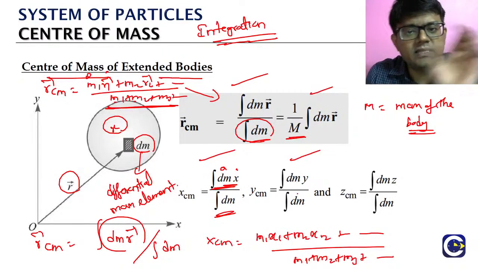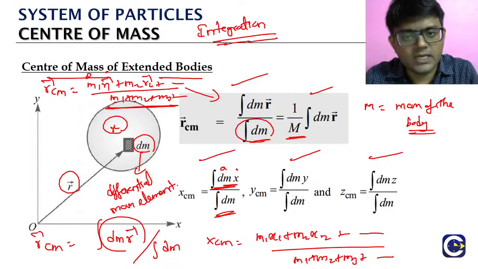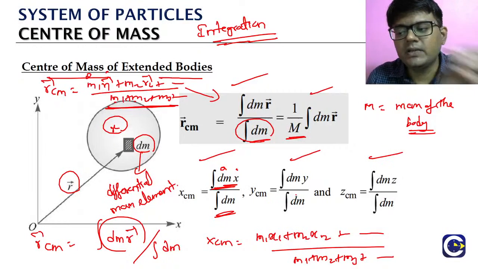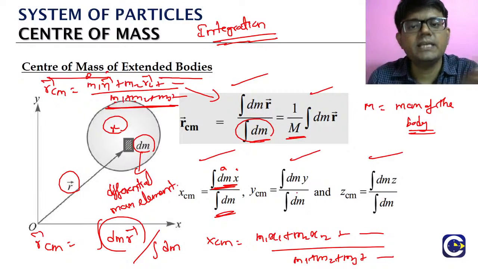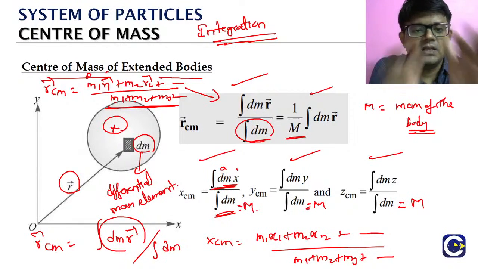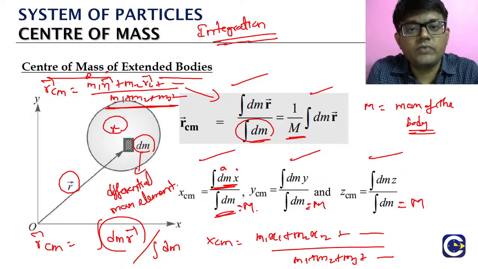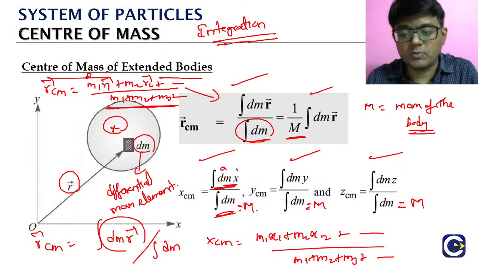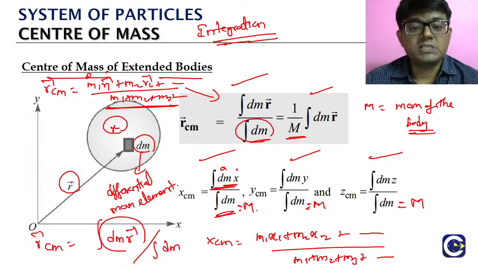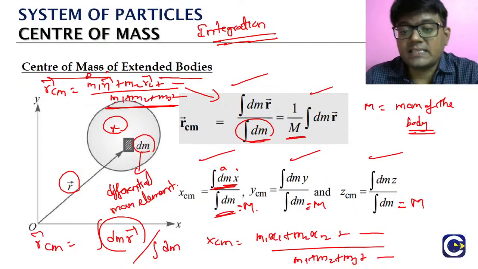As it is we will get the y coordinate, as it is for the z coordinate also: integral dm into z divided by the integral dm. Okay, so in the integral dm place we can write the total mass of the body. What happens when we integrate all the small element masses? We are going to get the overall mass of the body, right? So this is the approach to find the center of mass location of the extended body.